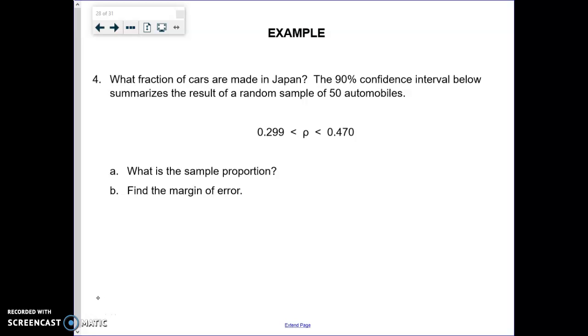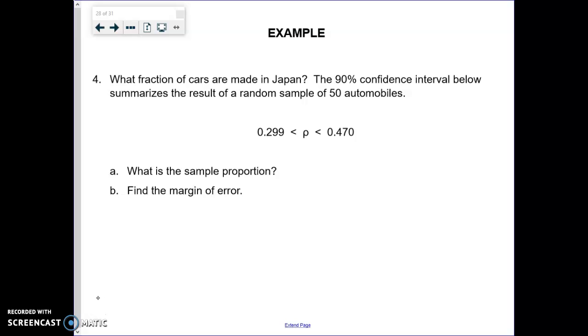All right, example number four here is, what fraction of cars are made in Japan? Well, we've constructed a 90% confidence interval below, which summarizes the result of a random sample of 50 automobiles, and there's your interval. What's the sample proportion? What's the margin of error?